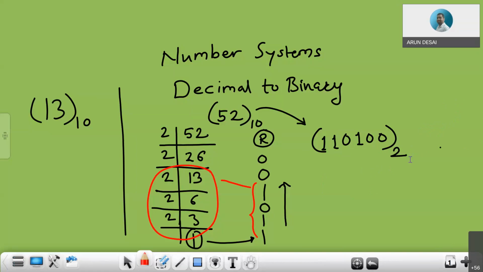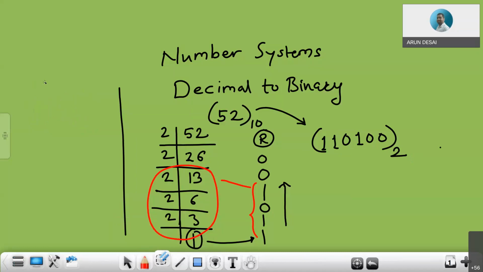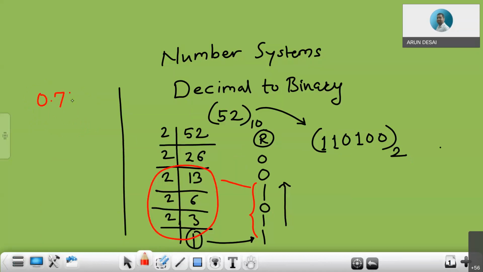Okay. Next is, this is my decimal number 0.75. Convert it to binary. How to convert? How to convert this number into binary? 0.75.